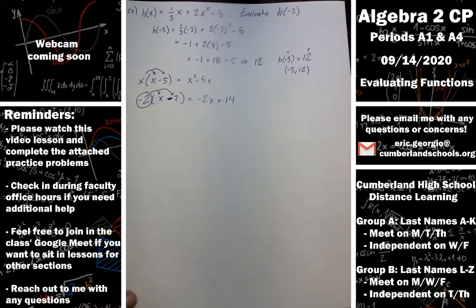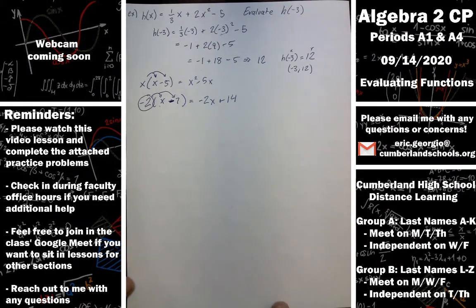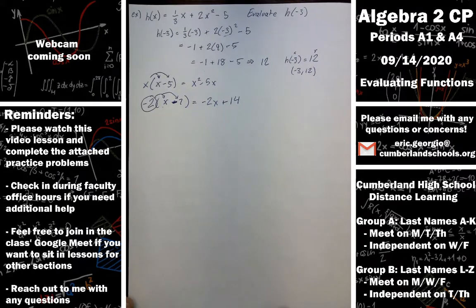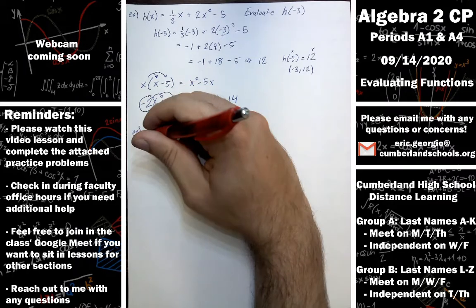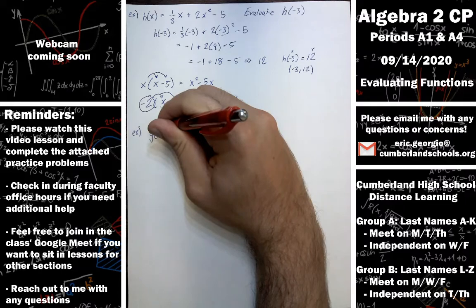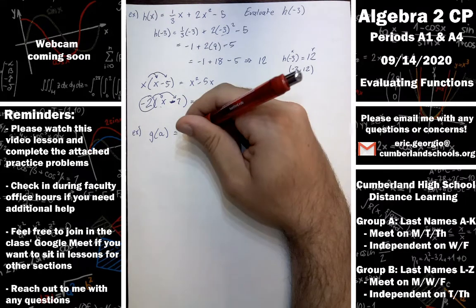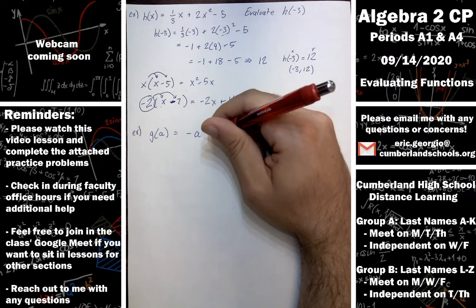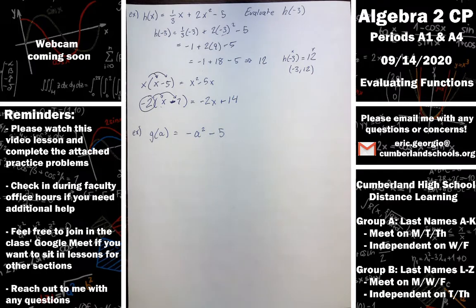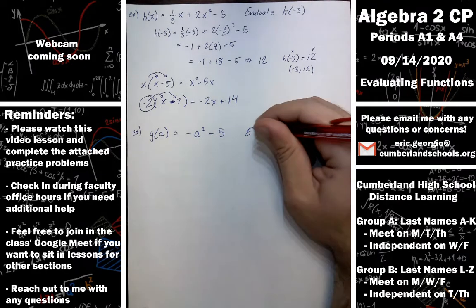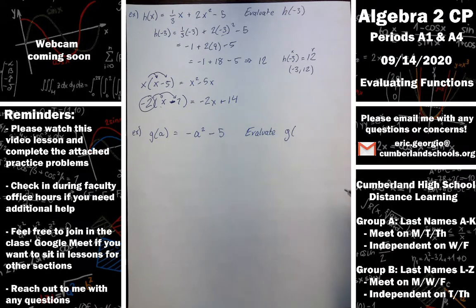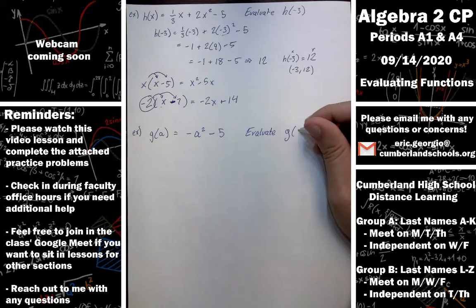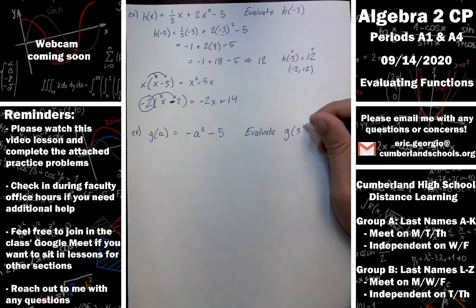The other place where students get really tripped up, and it is important, is with squaring something if there is a negative in front. So consider this as our final example. Ready? I'll use some different letters. Let's say g of a is negative a squared minus 5. And I'll ask you to evaluate g of, let's do g of 3.